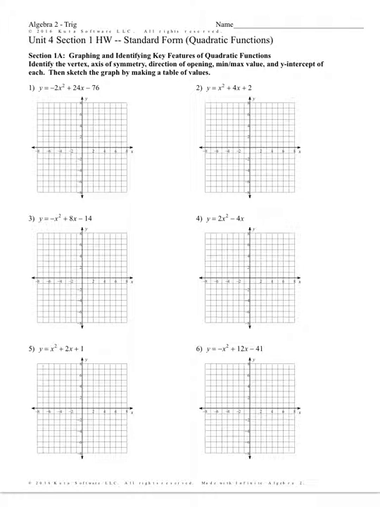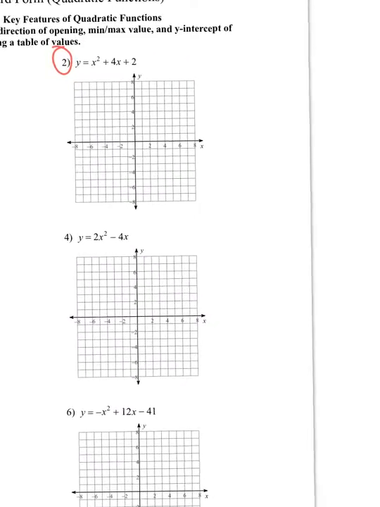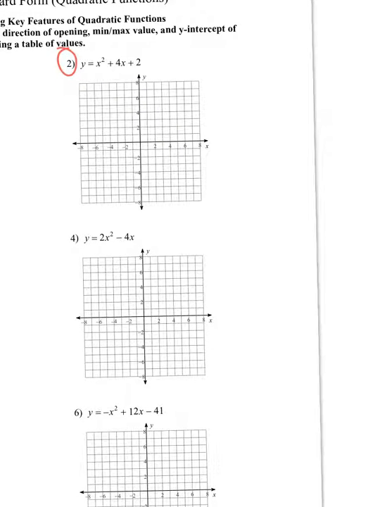Okay, let's go on to number 2 here. So we just looked at number 1, which was a parabola that opened down. Now let's go to number 2. I'm going to focus in on this one over here. Okay, so we need to do our axis of symmetry. If you want to write down what A, B, and C are, that might be a good idea. So A is 1, B is 4, and C is 2.